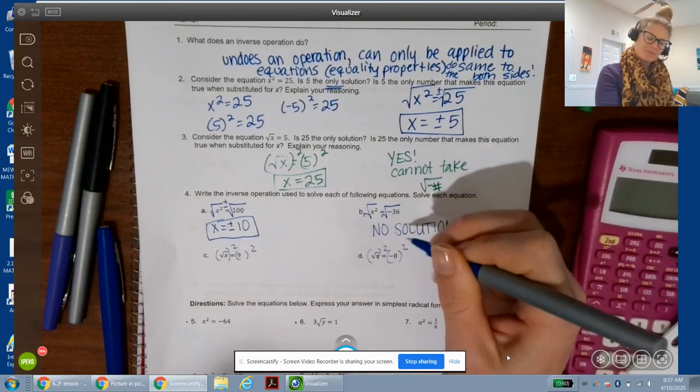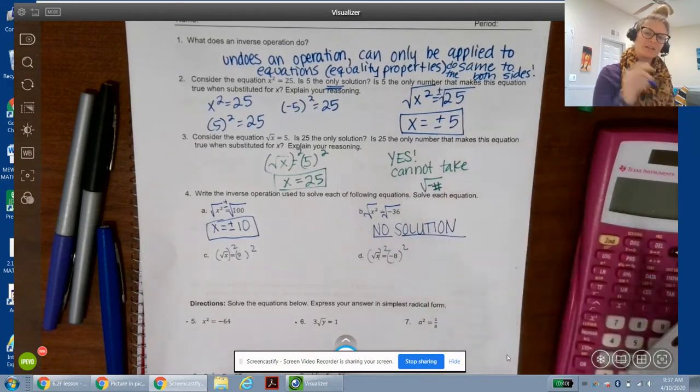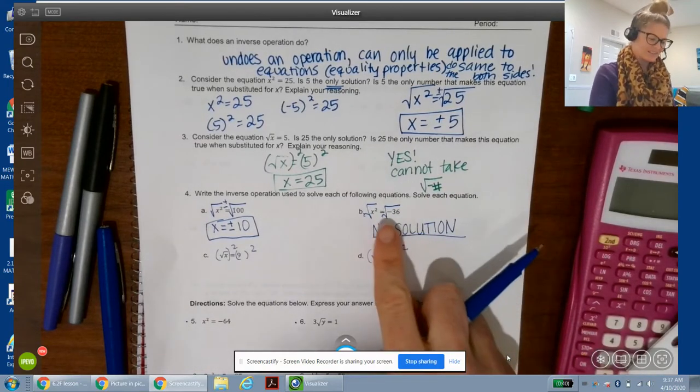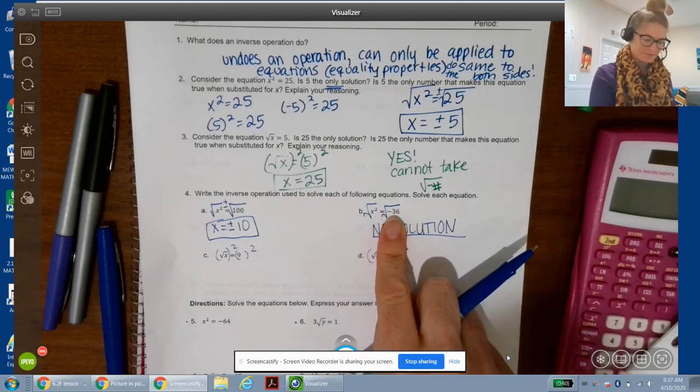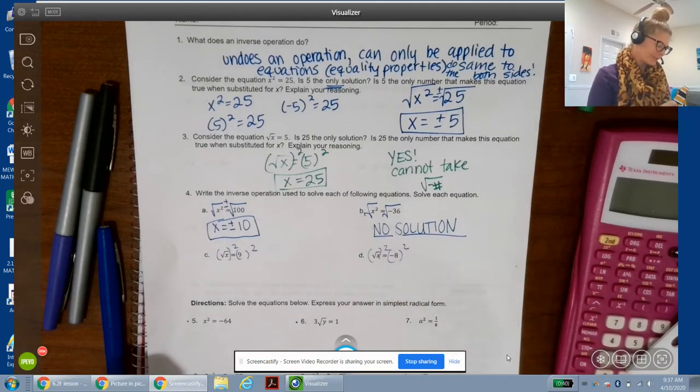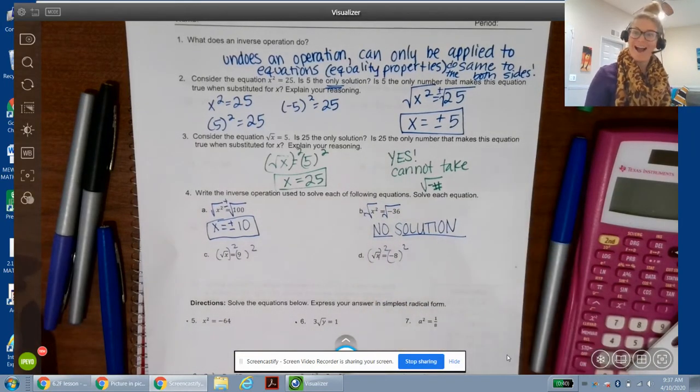And maybe from the very beginning, some of your mathematical minds were thinking, what? Something squared is equal to negative? That's impossible. A negative times a negative is a positive, and a positive times a positive is still a positive. Fabulous. Let's move on to C and see how we did.